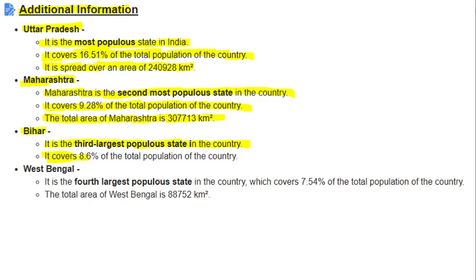Bihar. Bihar is the third largest populous state in the country. Bihar covers 8.6% of the total population of the country. West Bengal. West Bengal is the fourth largest populous state in the country, which covers 7.54% of the total population of the country. The total area of West Bengal is 88,752 km square.